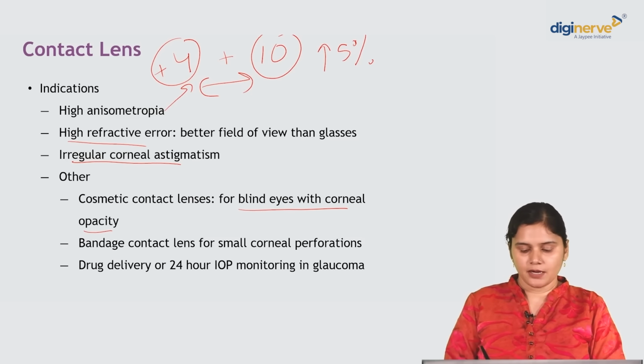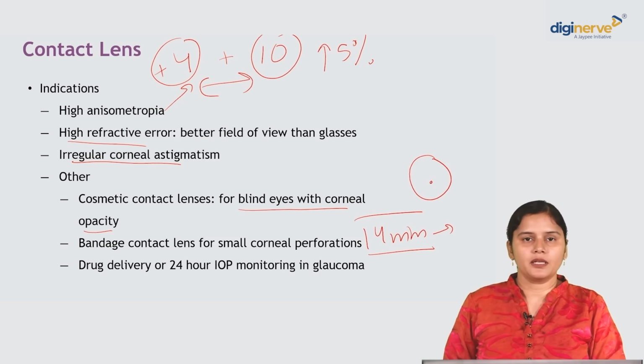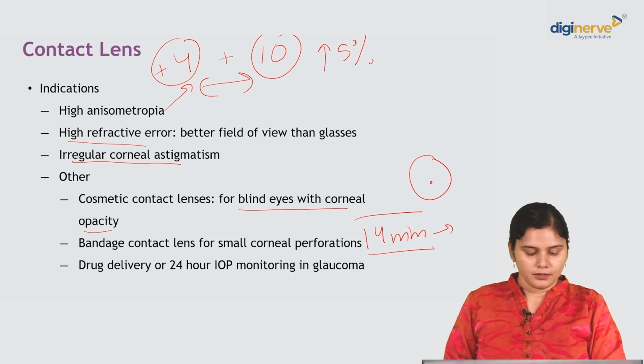Bandage contact lenses are around 14 millimeters in diameter. These are large bandage contact lenses. They can be put over the cornea if there is a small perforation happening in the cornea which does not require any treatment.